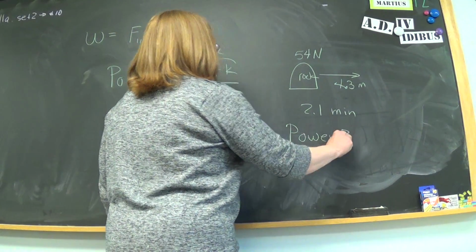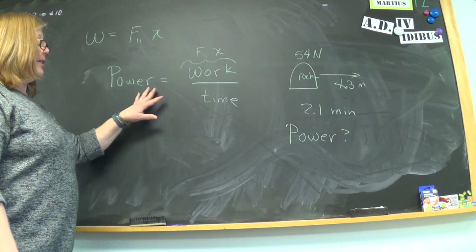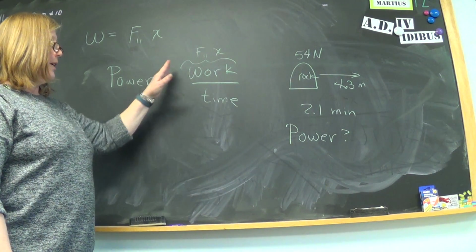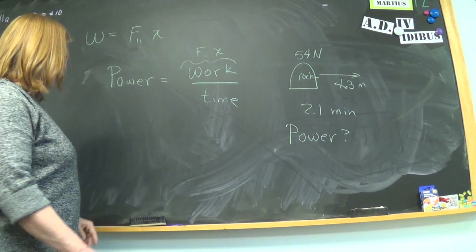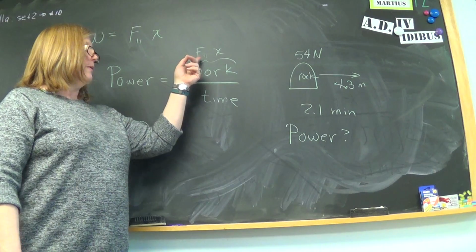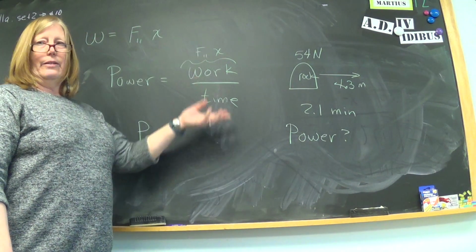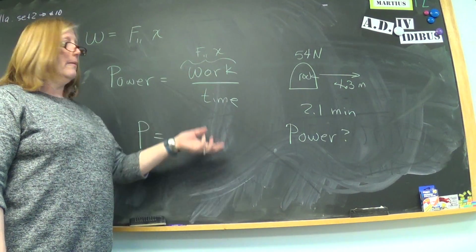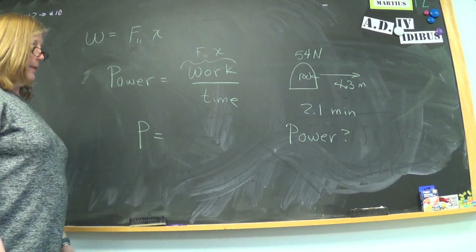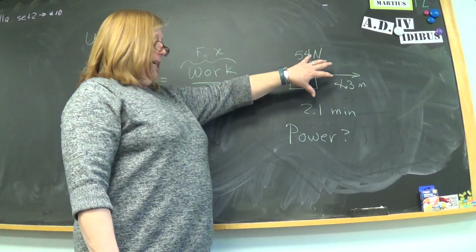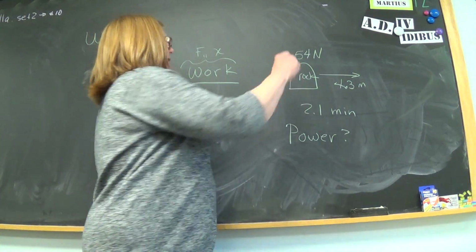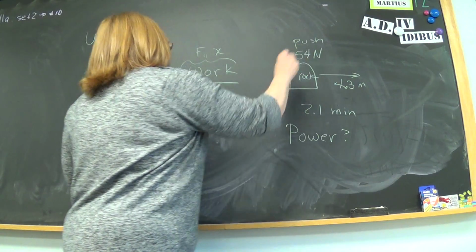Find the power. So we come over here to our equation, and it's work divided by time. So work is force parallel times x. So let's put in some numbers. Could you help me with that? Brendan, what is the force? It's friction. Oh, actually, I think I said the rock was 54 newtons. This is the push. That makes more sense.